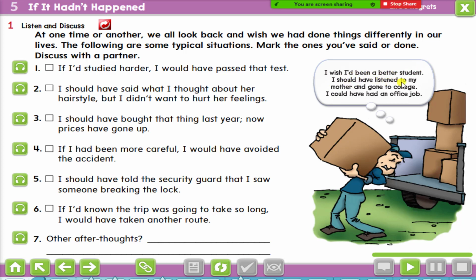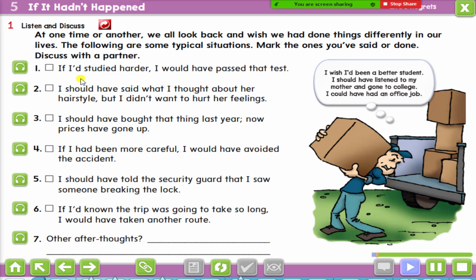I should have listened to my mother and gone to college. I could have had an office job. Okay, so he regrets here because he wishes he had an office job. Listen to these sentences and try to mark the ones you have said or done. Listen.